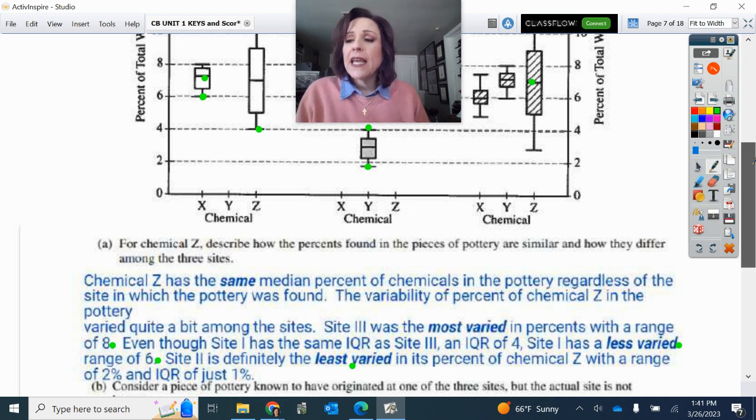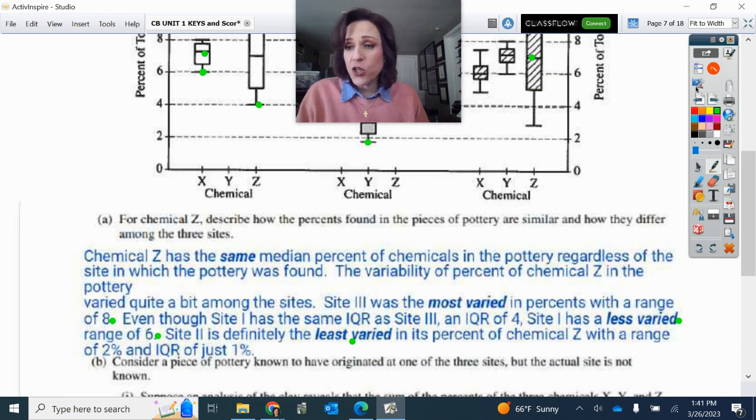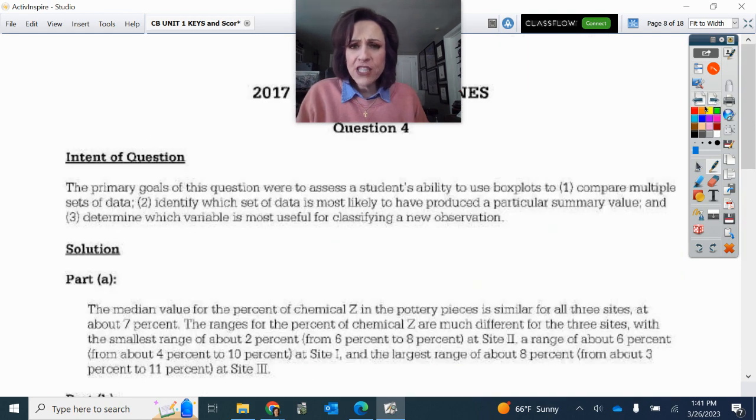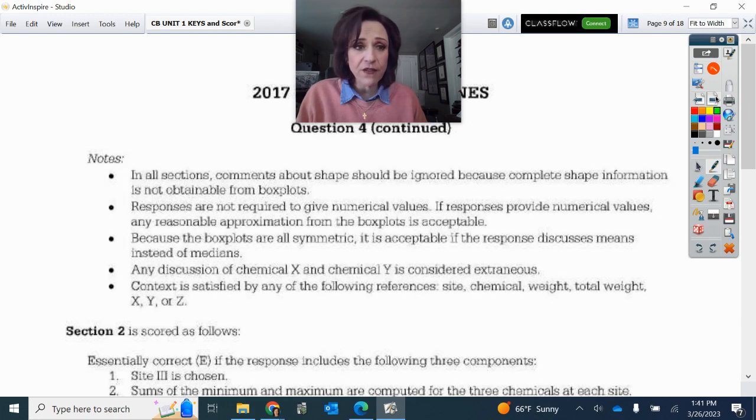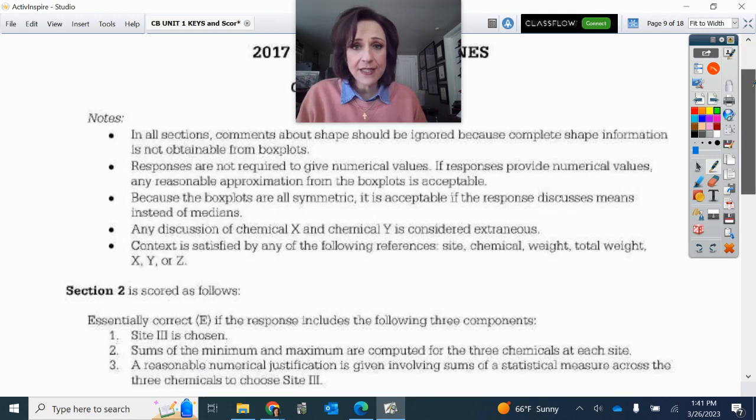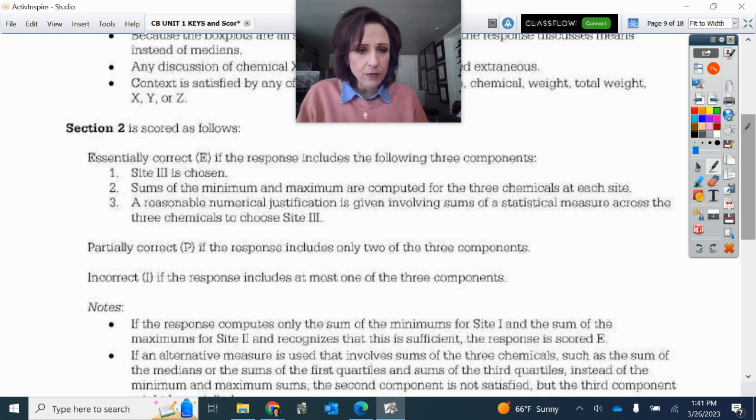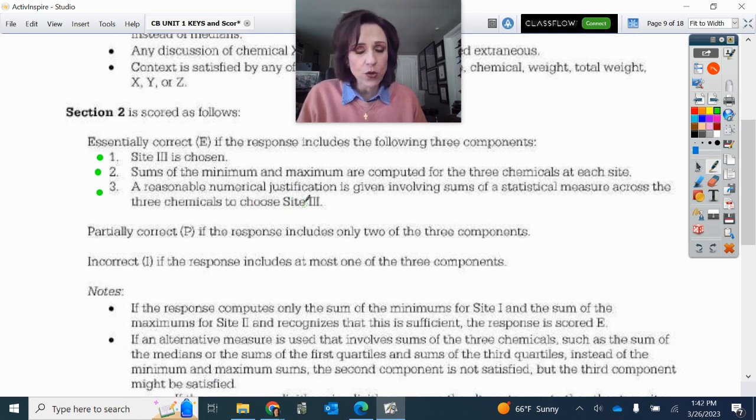Now, here's where I would have lost credit. If you didn't choose site 3, you automatically got an I. I chose site 3, but I did not have the correct justification as to why it was site 3. So take a look here. I chose site 3 to get full credit, and then you showed the minimum and the maximum of them, and then you explained why that sum of 20.5 had to be only and uniquely from site 3.